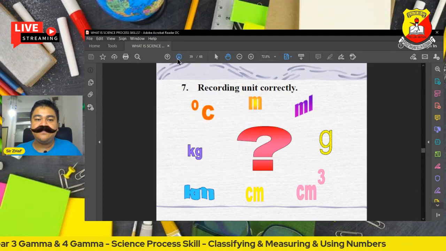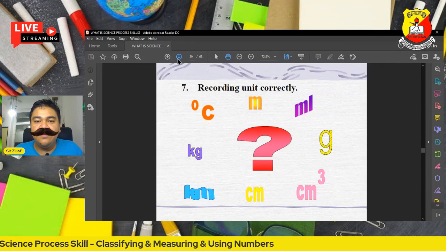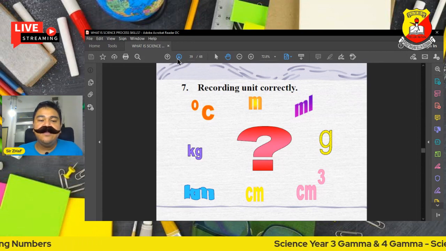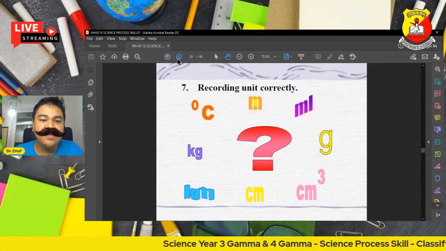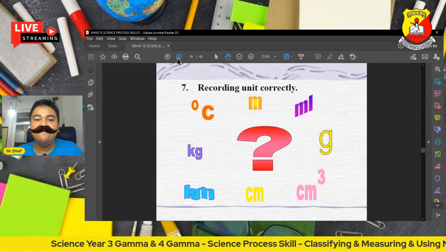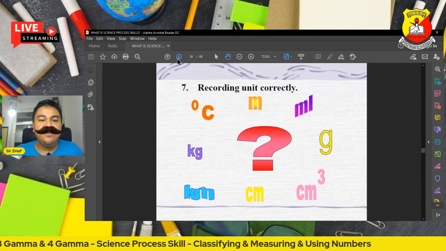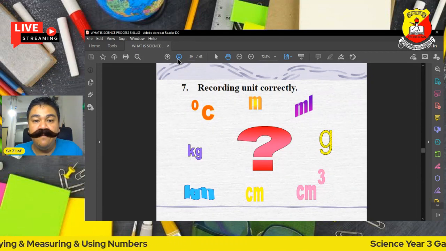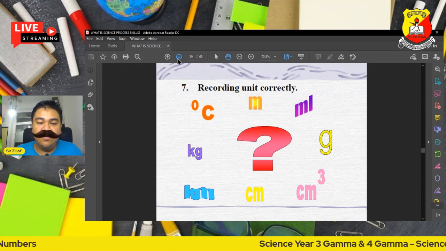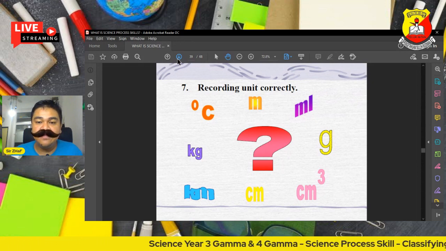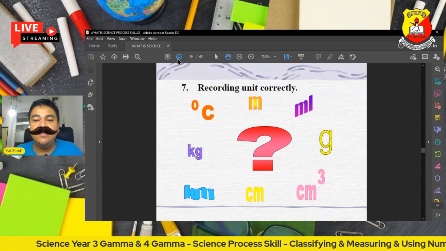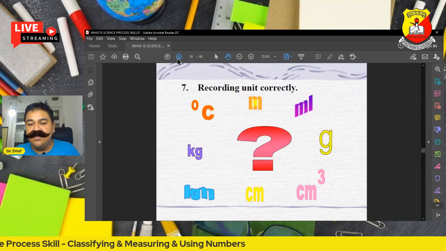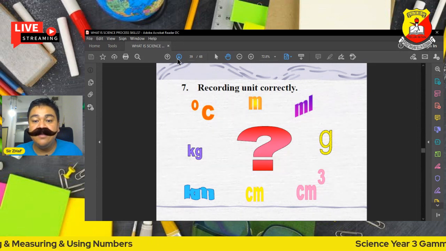Okay, next, you are recording unit correctly. So what is that? Degree of Celsius. What is the use of degree of Celsius? We are measuring a temperature. What is the use of M? M is meter. You are measuring a length. ml is milliliter. You are measuring a liquid. Okay, g is gram. You are measuring a weight, berat.